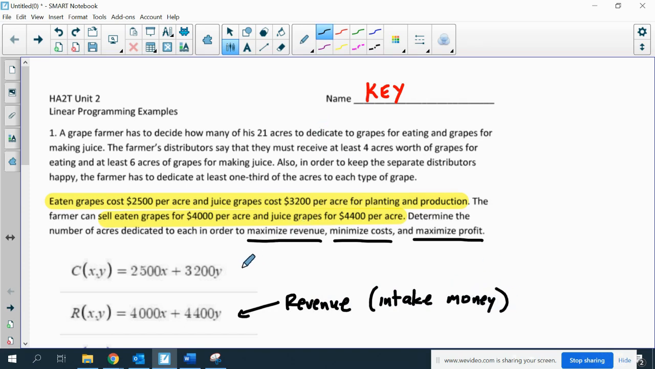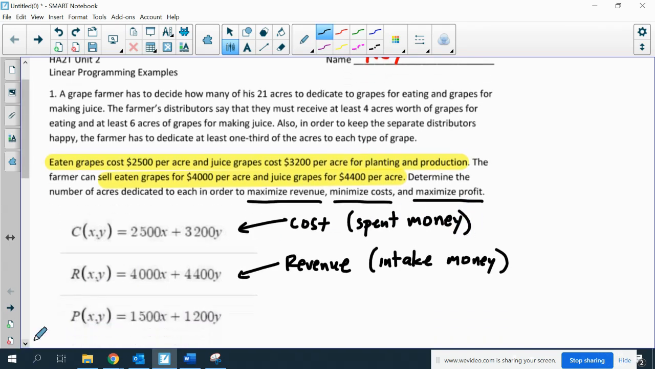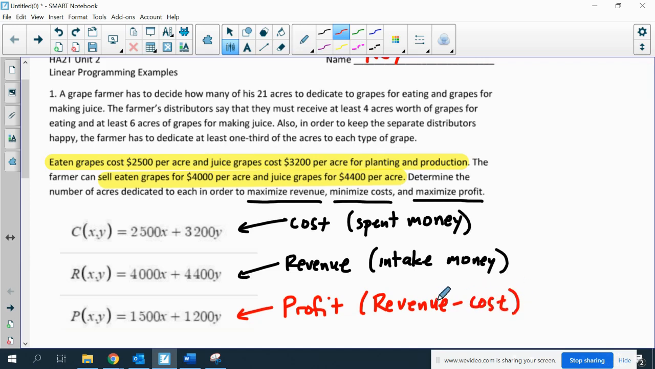We have a cost objective function, which is the total spent money, the amount of money that you have to spend in order to make things work. And then you have a profit objective function, and that would be the amount of money coming in minus the amount of money coming out. So revenue minus cost. That would be your profit function.